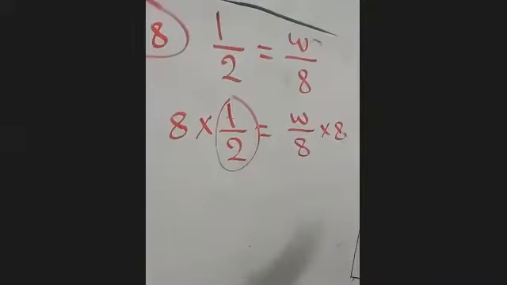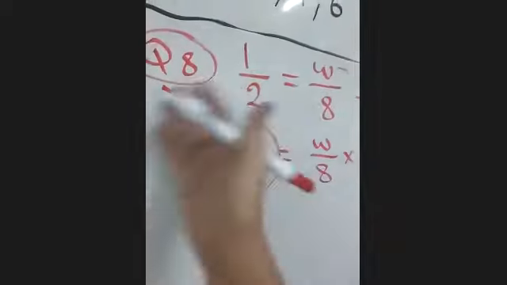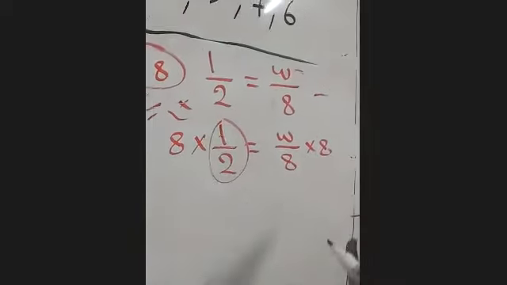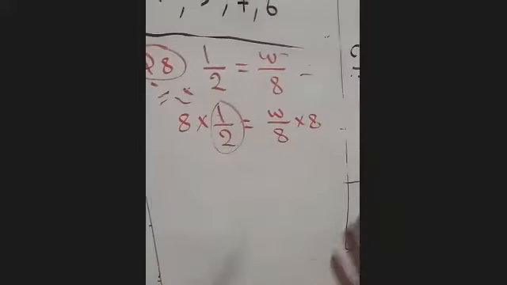The half has nothing to do with it. Why would I multiply the half? The half is a number, leave it. Leave the half as it is. Now what will we do? Tell me.